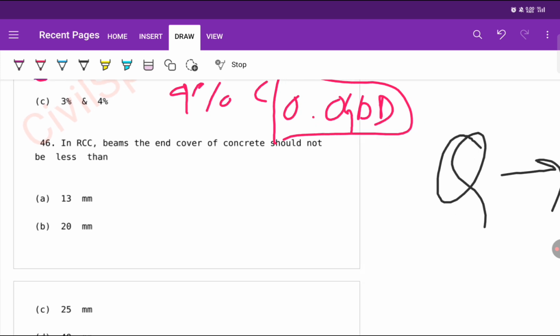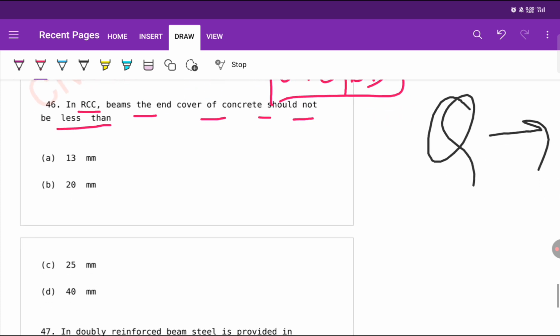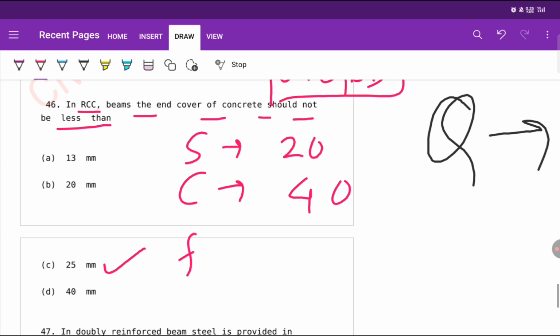Okay, coming to the next question. In RCC beams the end cover of concrete should not be less than what? RCC beam minimum end cover of concrete, how much should it be? So for beam, minimum end cover is 25, for column 40, for slab 20, and for foundation footing 50. Remember all in mm.